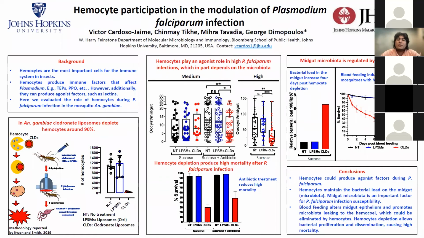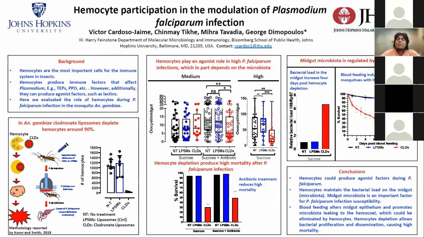And you can see here that in median infection, we didn't observe any change in the number of oocysts in the midgut. However, when we supplement the sucrose diet with antibiotics, we observe a decrease in the mosquitoes with hemocytes depleted. And that means that probably hemocytes protect the parasite in a microbiota-dependent way.